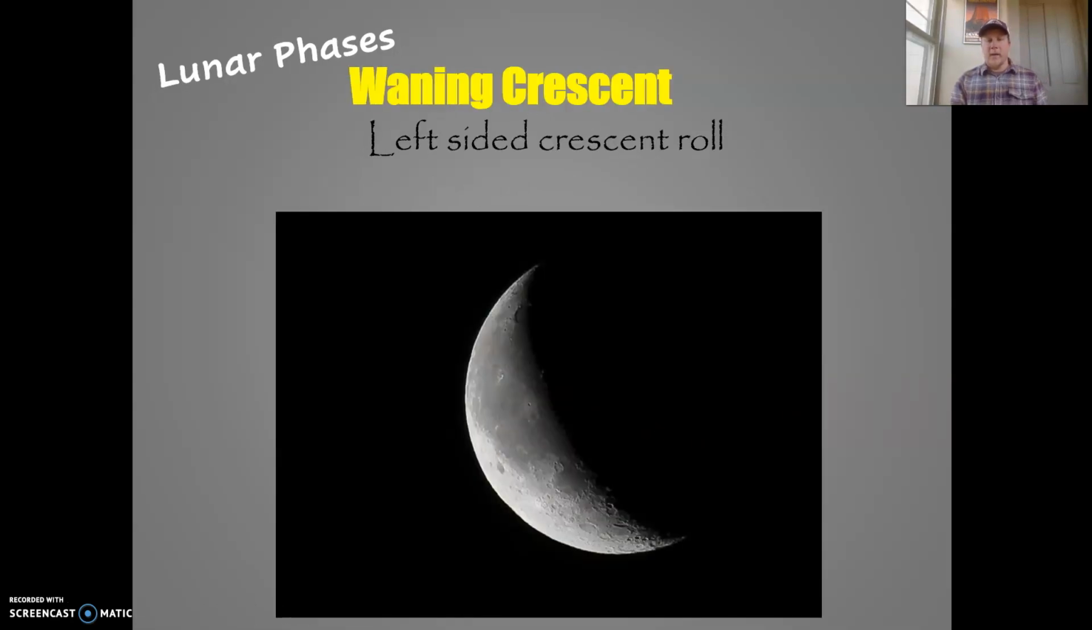And last but not least, we have the waning crescent. So this is the left side of that crescent roll. It's continuing to get a smaller and thinner sliver. That's why we call it waning. And then crescent is that shape.